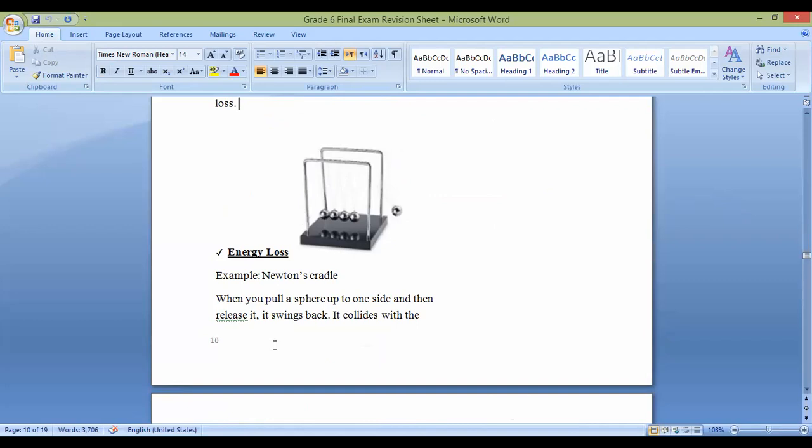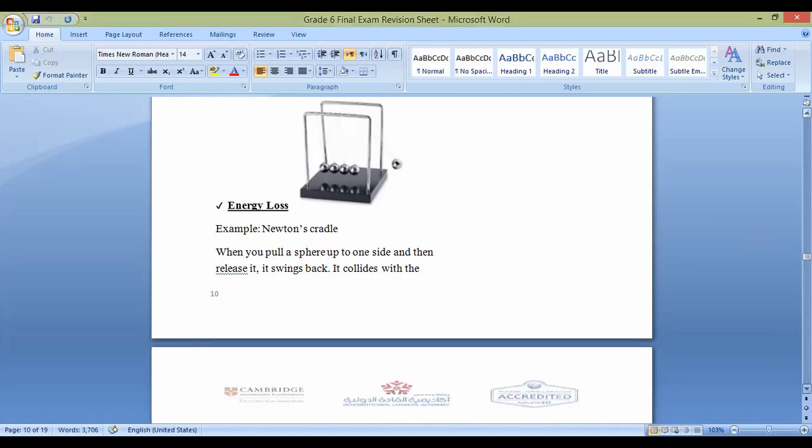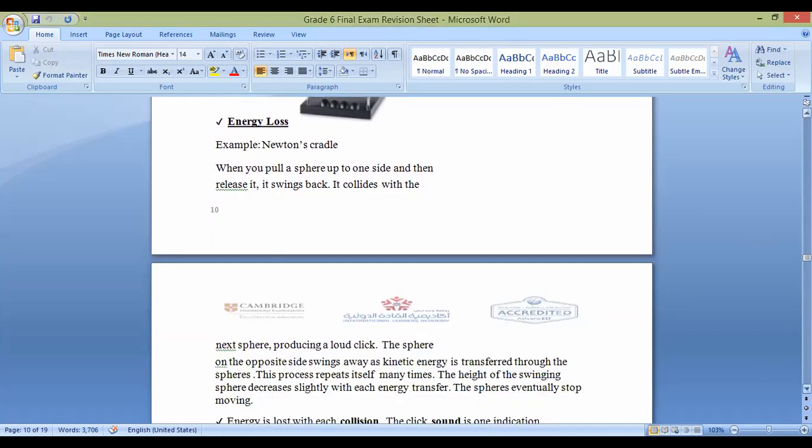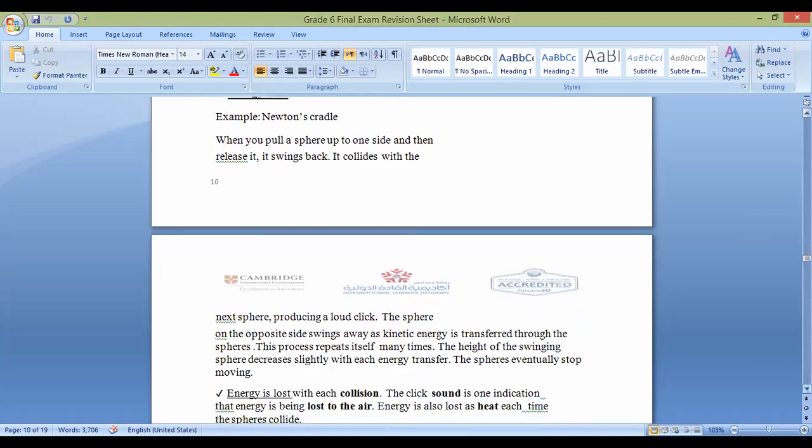Come on, who can explain for us what is happening? Yes, Kinan. The energy transfers from one sphere to another. Okay, let's go step by step. When you pull a sphere up to one side and then release it, it will swing back, right? Then it will collide with what? With the other sphere. Bravo, it will collide with the next sphere, and this will produce a loud click.